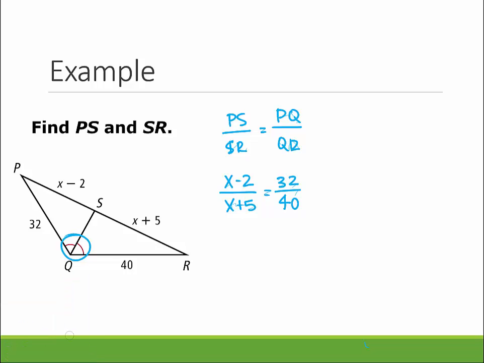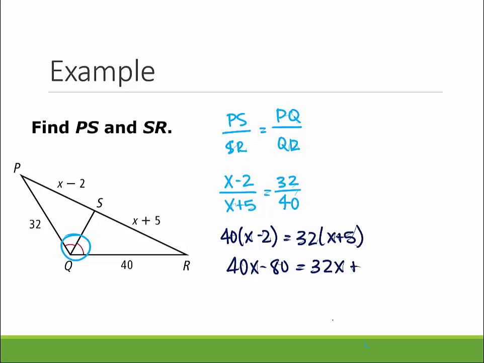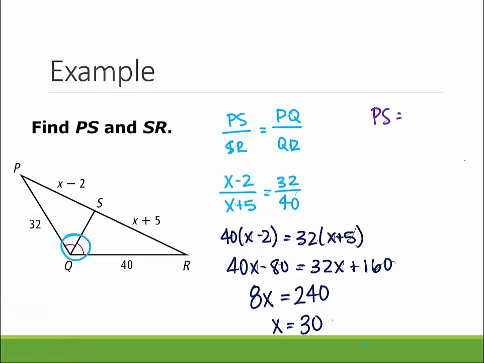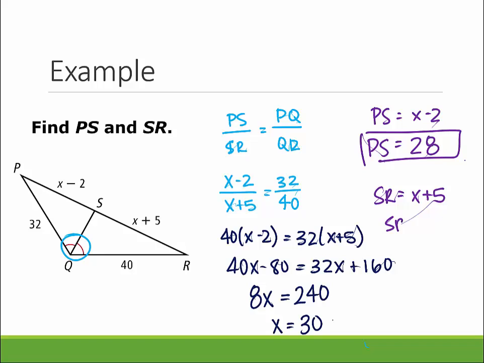And be careful when you do your cross products here, because you have a binomial, you have to distribute. So you end up with 40x minus 80 on this side equals 32x plus 160. Then some quick math, we'll subtract 32x and we'll add 80. And then divide both sides by 8, and we get x equals 30. To find the two things that we have to find, we have to plug back in. PS is x minus 2, so that means it would be 28. And SR is x plus 5, so that means it would be 35.